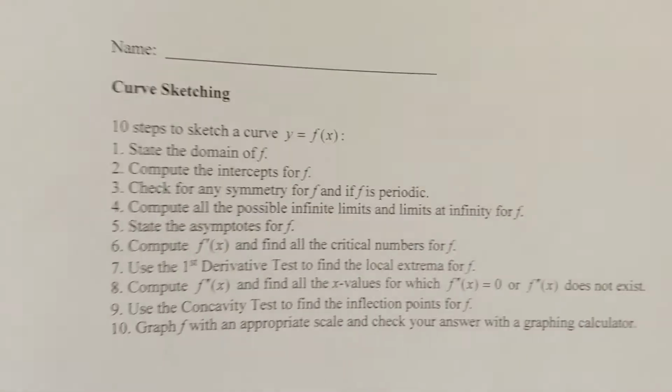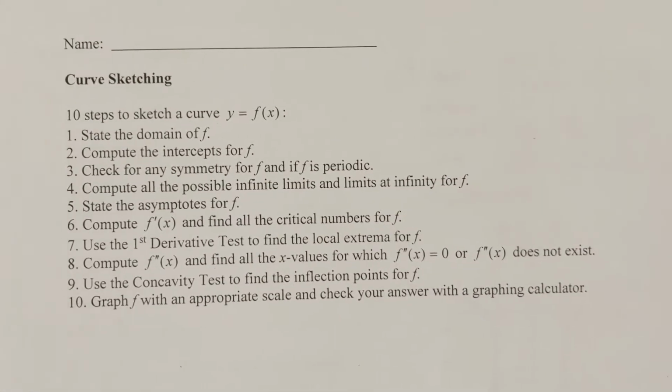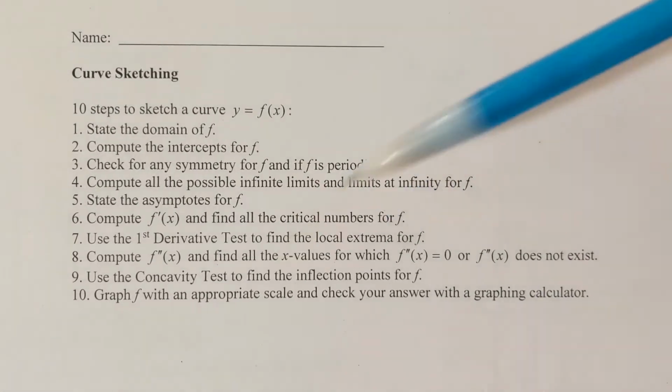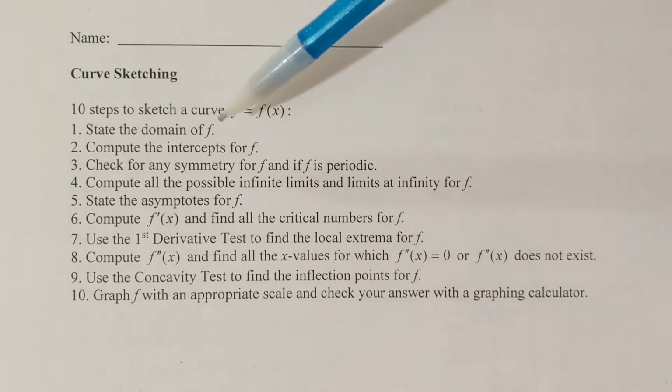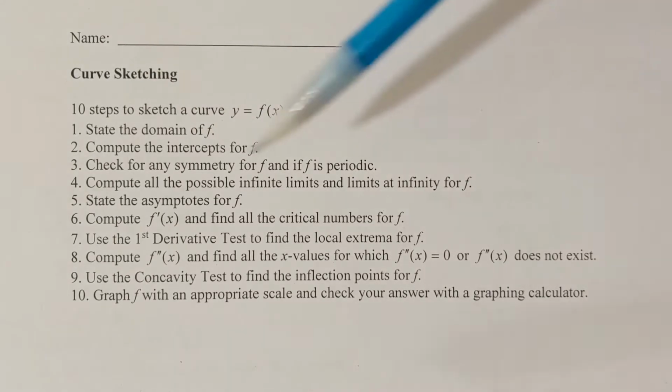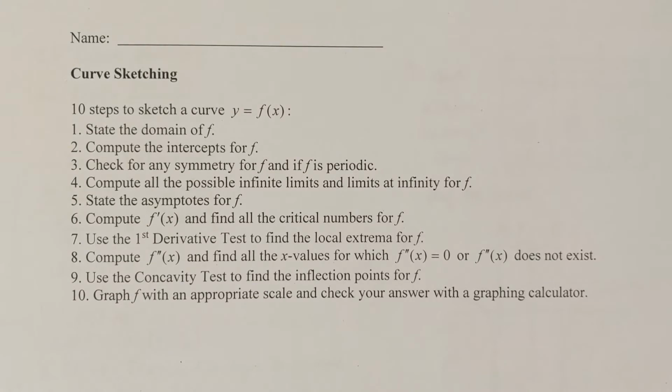So that we're all on the same page here, here's a list of 10 steps that I would like us to be using when we sketch a curve. This is pretty much how the book is going to be doing it too. So step 1, we're going to state the domain of the function. Step 2, we're going to compute the intercepts. Step 3, we're going to check for any symmetry, or if it's periodic, of course you'd only do that if you're working with trig functions.